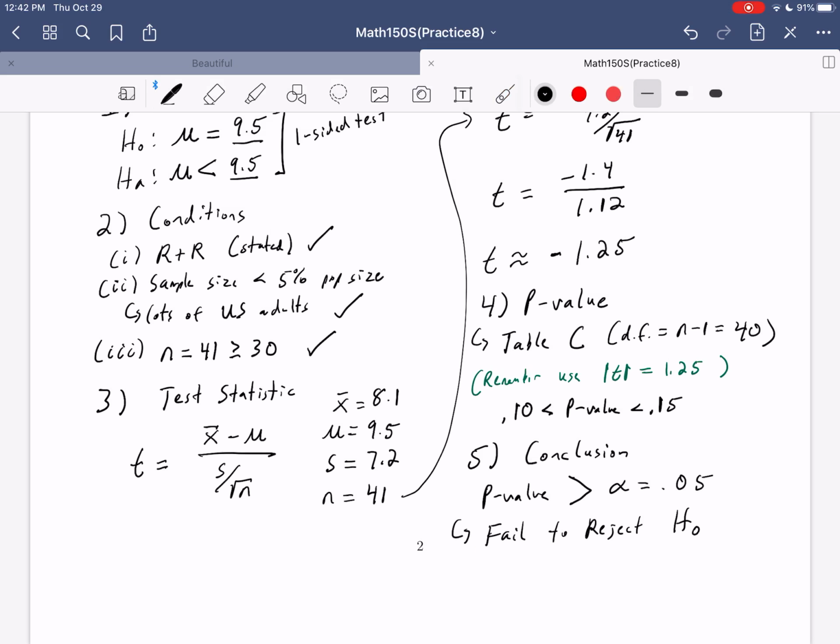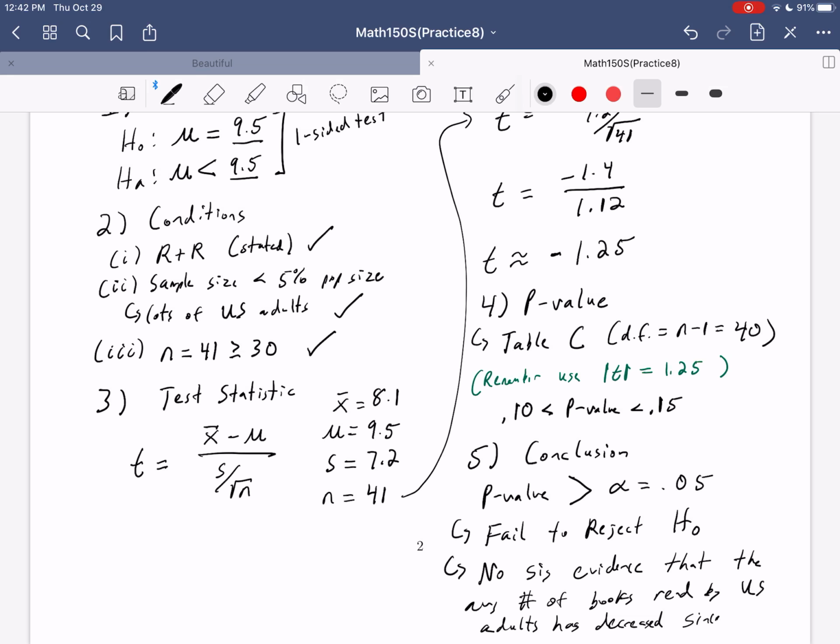We also want to write the contextual conclusion. What does it actually mean? Well, whenever we fail to reject, that means we fail to find evidence. So we would say there's no significant evidence that the average number of books read by U.S. adults has decreased since the year 2000.